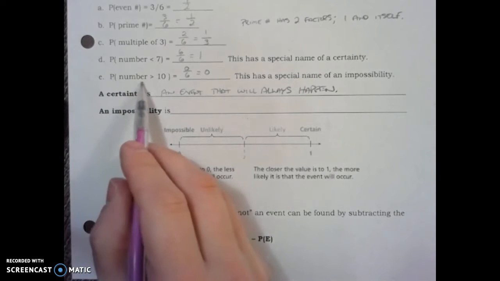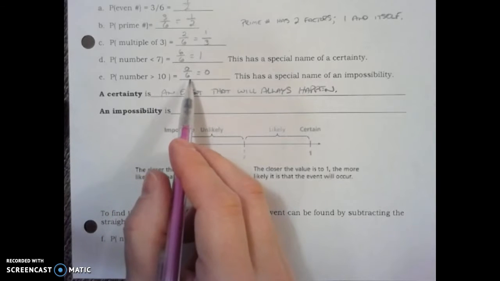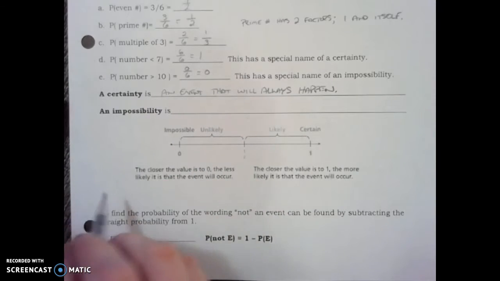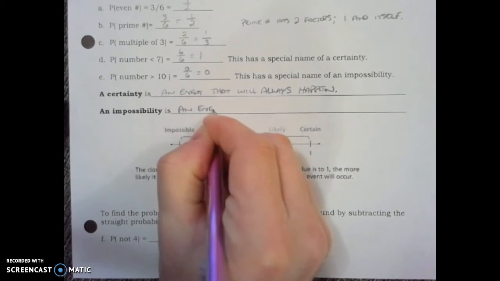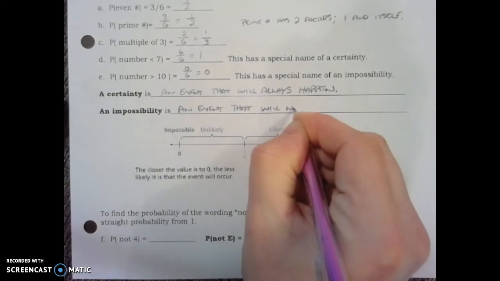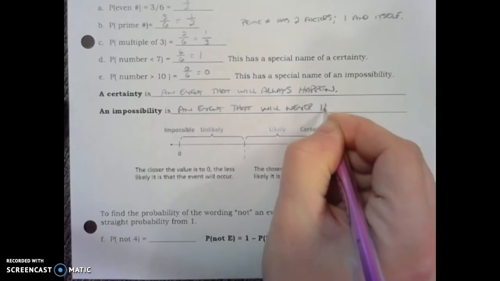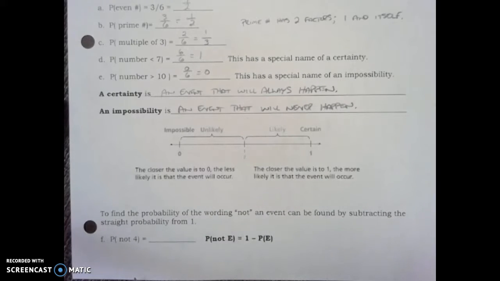In E, it said the probability of getting a number greater than 10. Well, on a die, you can't get a number that's bigger than 10. So that was called an impossibility. An impossibility is an event that will never happen. When you roll a die, you will never get a number that is bigger than 10, as long as that die is a standard die. You'll get 1, 2, 3, 4, 5, or 6.